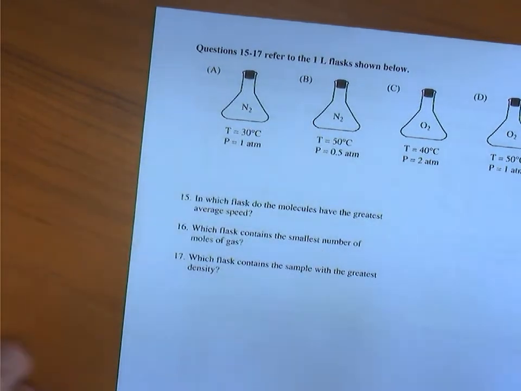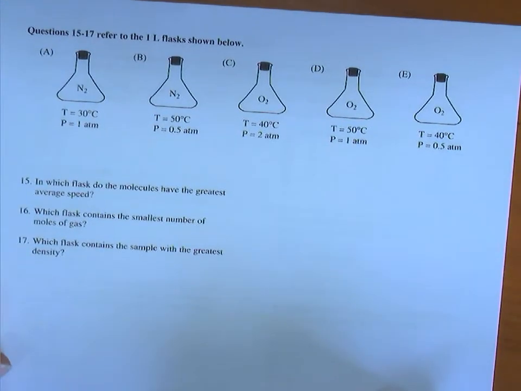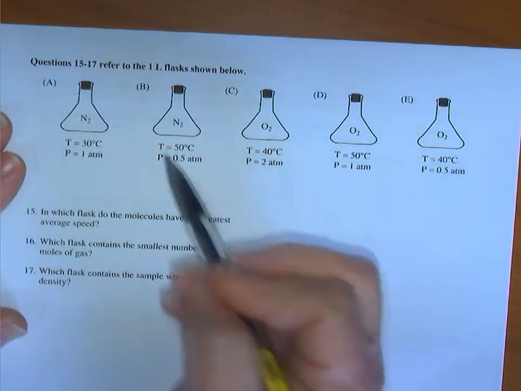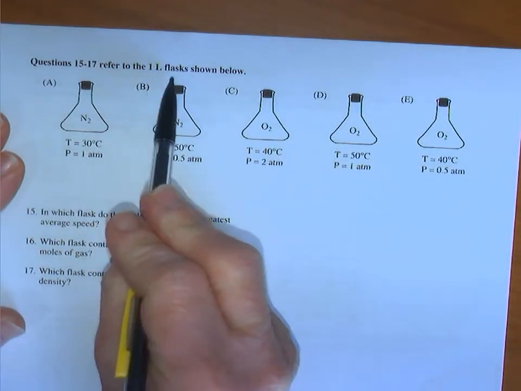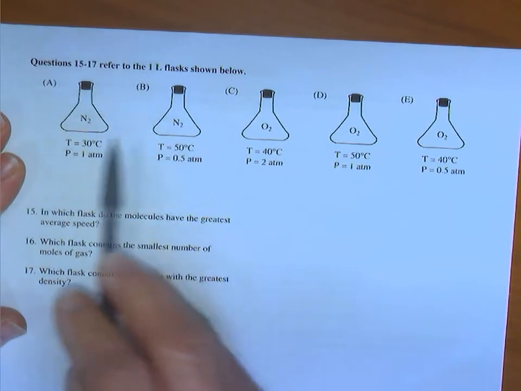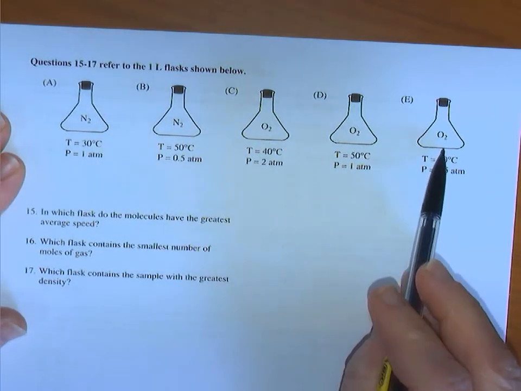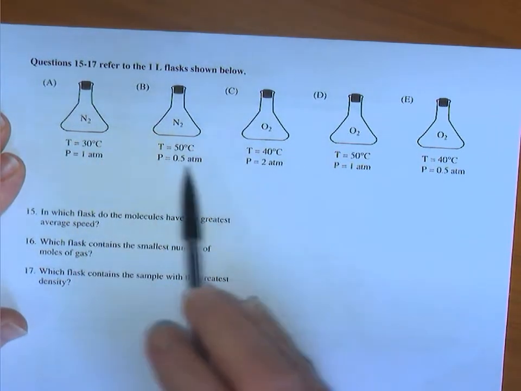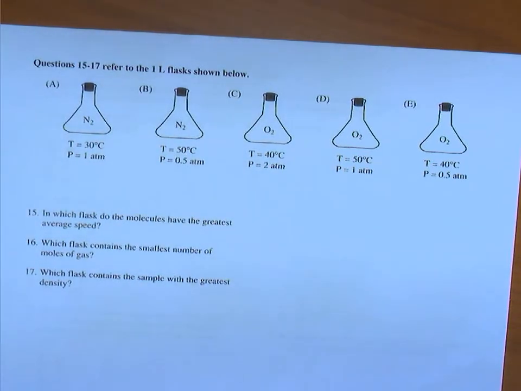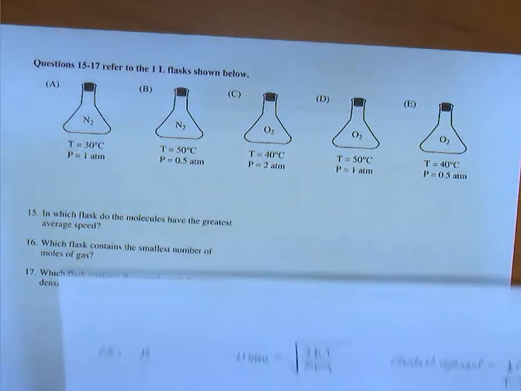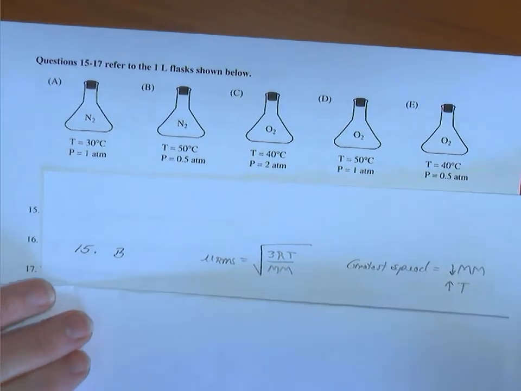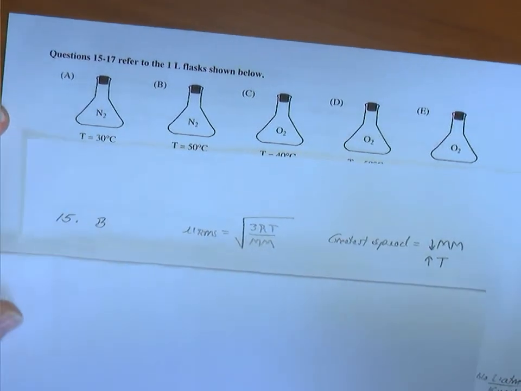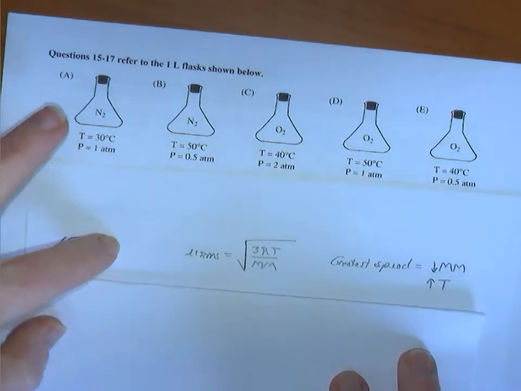So gases. So we have this selection of gases. And what we need to make note of is they're all at 1 liter. But there are 2 of them nitrogen and 3 oxygen. They are at some different temperatures and different pressures. All right, so first, which molecules have the greatest average speed? Unfortunately, the root mean square velocity equation is not provided to us in the equation sheet. So this is one we have to know.